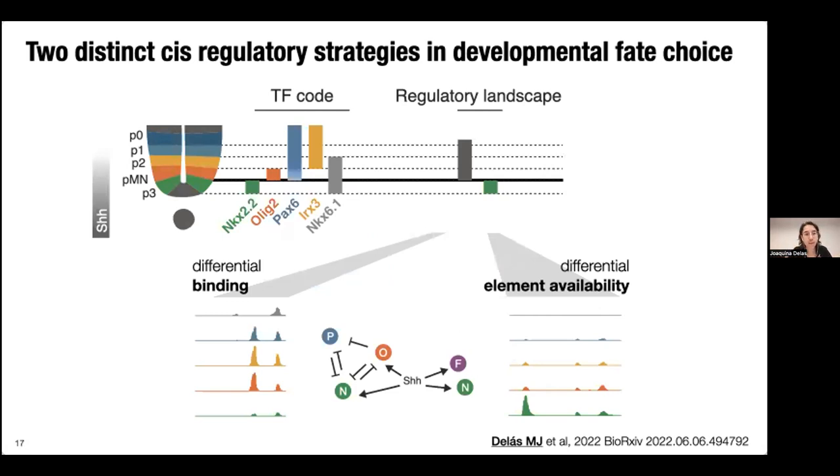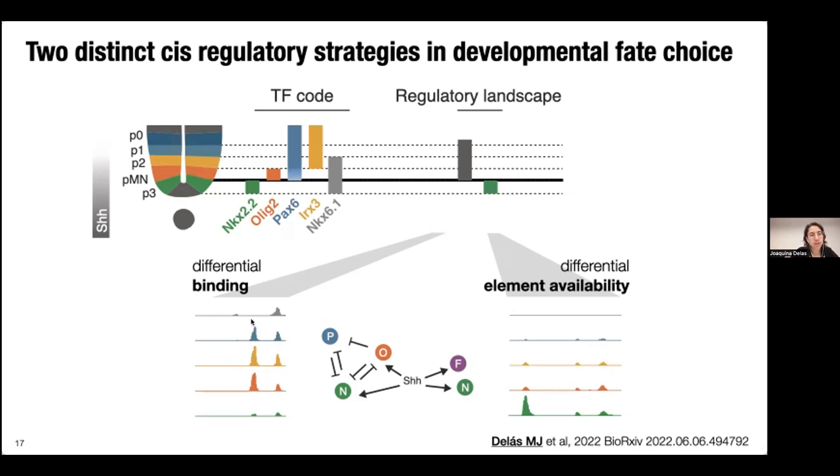So through this work, what we've shown is that there are two distinct cis-regulatory strategies in cell fate acquisition in response to the same signal. On the left-hand side, the cell types share the same chromatin accessibility, and they employ a differential binding strategy, where which transcription factors are binding to the same elements determines which genes get turned on and which cell fate the cells acquire. Whereas on the right-hand side, this cell type employs a differential element availability strategy, where it really needs to open different elements. And this is driven in this case by the pioneer factor FOXA2. But the differential binding is quite interesting to me because it suggests that transitions between the cell types could be more plastic if there is no chromatin remodeling required to change between them and just a change in concentration.